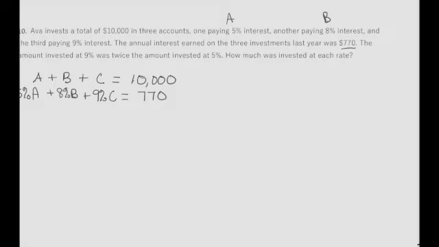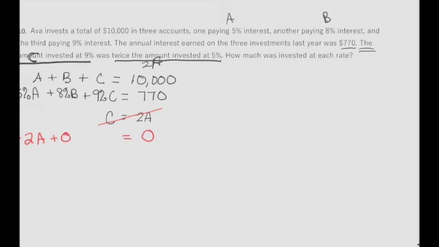Now I have 2 equations and 3 variables, so I need more. The last bit of information we're told is that the amount invested at 9%, which is C, was twice the amount at 5%. So basically, C is 2 times the A amount. Setup-wise, that last equation is not set up like we like, so I would rewrite it as negative 2A plus 0B plus C equals 0. Now it's set up like the others, where you have your A's, your B's, your C's.